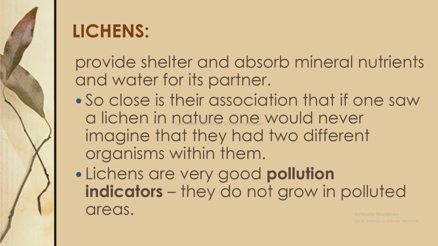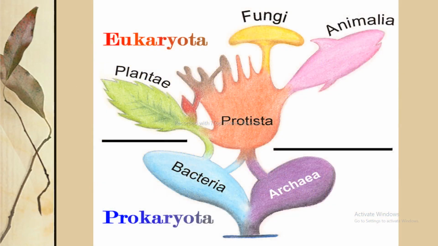And lichens are very good pollution indicators. They do not grow in polluted areas. And this is bacteria or archaea. Both are prokaryotes. On the other hand, Protista, Plantae, Fungi and Animalia are included in the kingdom Eukaryota.